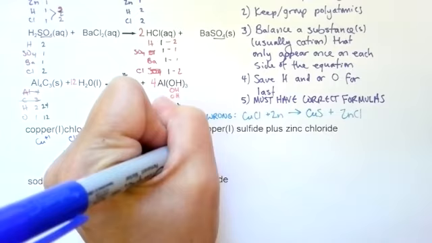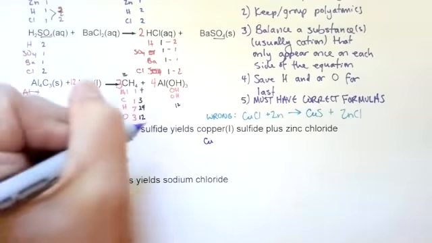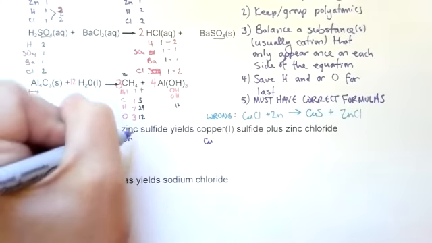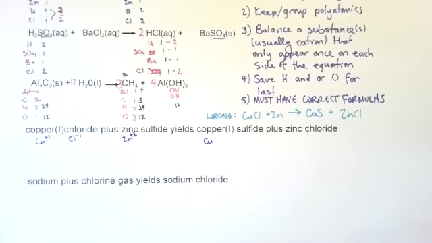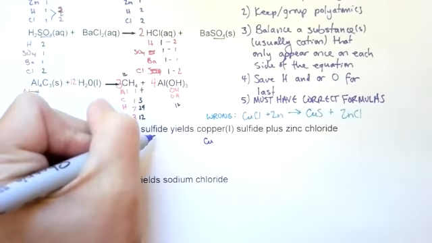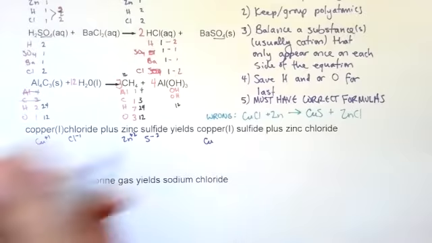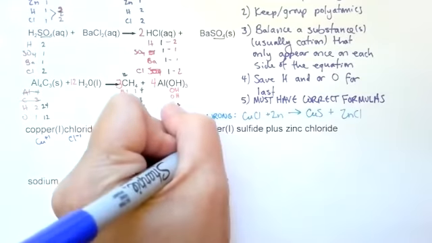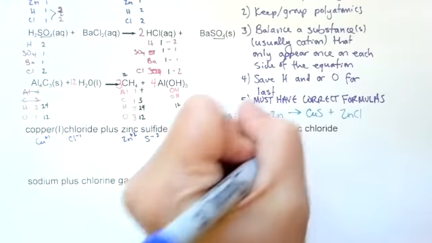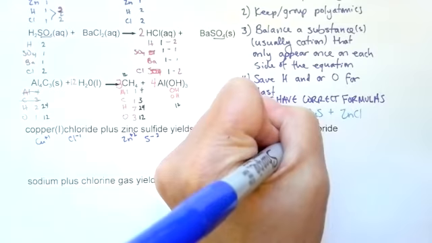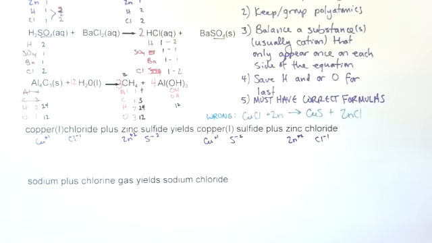Copper 1 sulfide, I'm going to have zinc sulfide. My goodness, that was a mistake. That should be Zn plus 2. Sulfide is S minus 2. So I have the same anions and cations, they're just mixed up. So I have copper plus 1, sulfide minus 2. I have zinc plus 2, and chloride is minus 1.